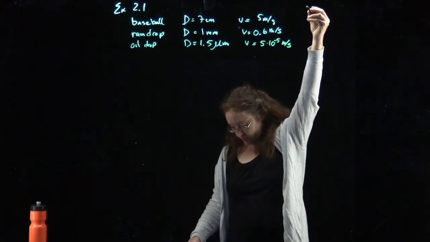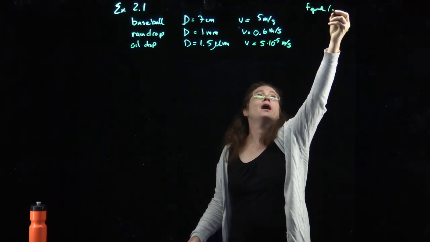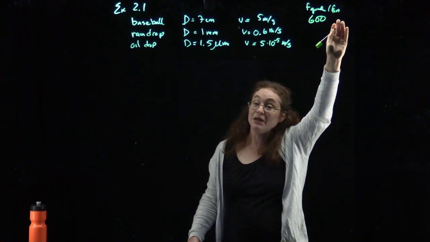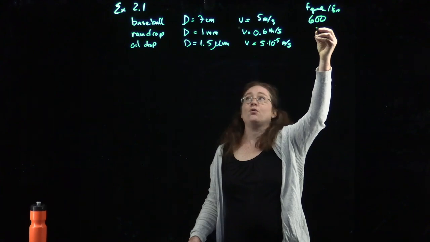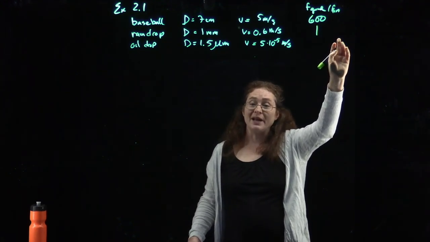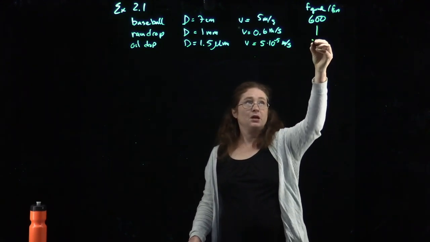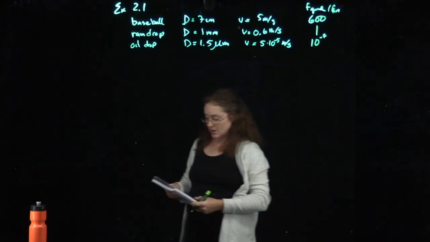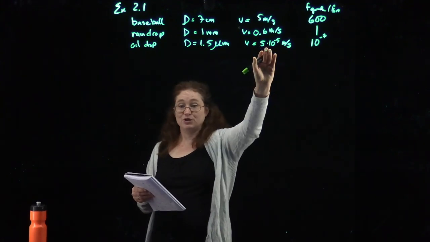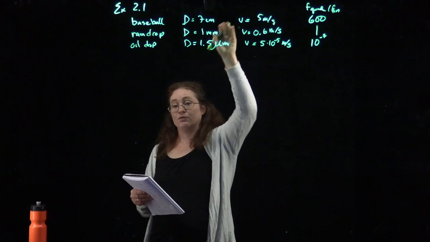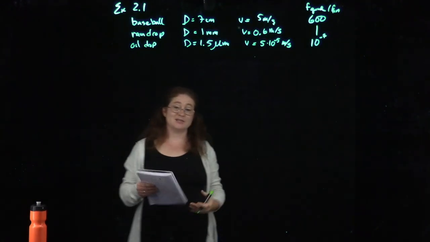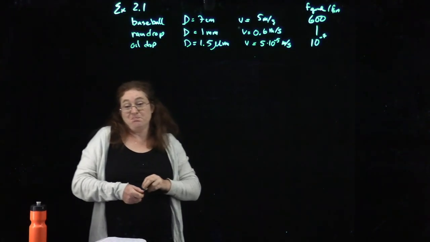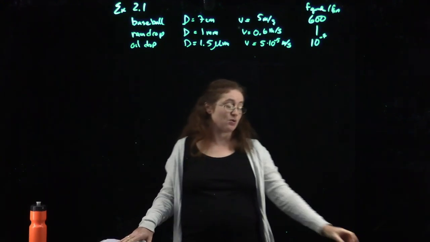Here we're looking at F quad over F lin, and for the baseball, this is 600. So this is much greater than 1, and you only have to worry about the quadratic term. For the raindrop, this is 1. So if you're considering how rain moves through the air, you have to consider both the linear and the quadratic term. For the oil drop in the Millikan experiment, this is 10 to the negative 7th, so you only have to worry about the linear term. For very small and slow objects, you only consider the linear term. For fast and large objects, which is most of the objects that we see macroscopically, you have to consider the quadratic term. And for some cases somewhere between small and slow and large and fast, you have to consider both.